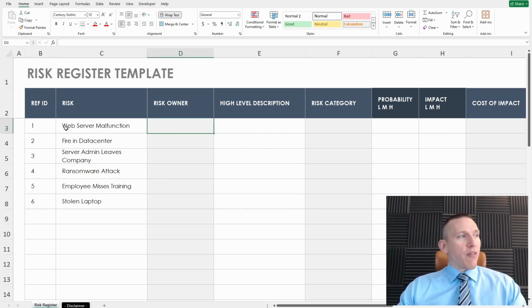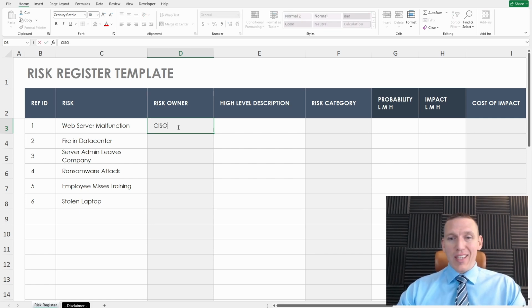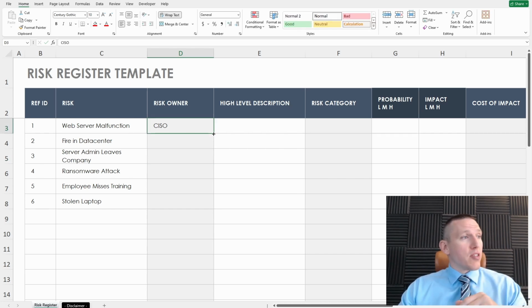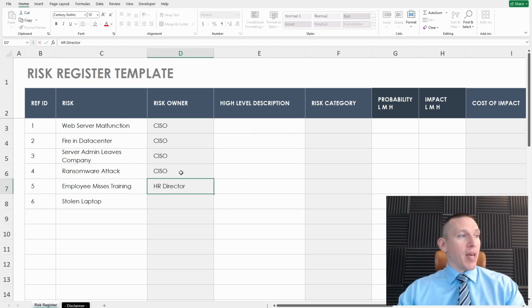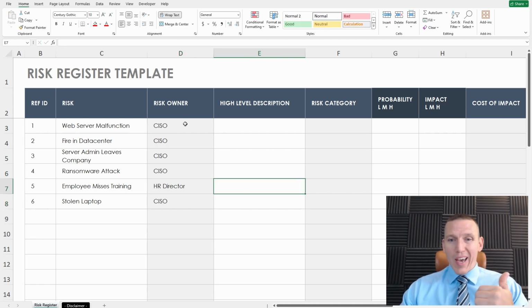So first, we have a web server malfunction, and what we want to do is assign this risk to a risk owner, somebody who is ultimately responsible if this happens. So with a web server, let's just say that's going to be the CISO. And honestly, with most of these, it's probably going to be the CISO, except I'd say this one, which would probably be the HR director or HR manager. But the rest of these should be owned by the CISO.